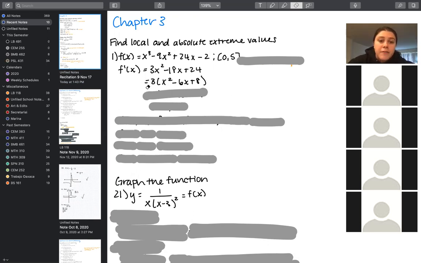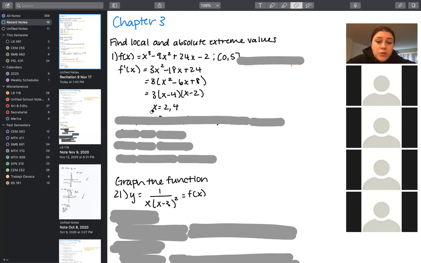Then we find factors such that when you multiply, you get 8, and when you add, you get -6. Those factors are 4 and 2. So we get x minus 4 and x minus 2. And then we get that our critical points exist at 2 and 4.